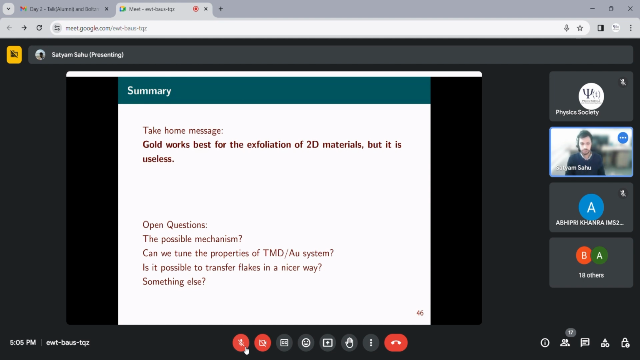So as I was discussing, we have different possible mechanisms for why the gold works better. That's still an open question, and we are trying to answer it by performing experiments under different conditions to see what could be the possible explanation for why gold works better. Also, another important question is, can we tune the properties of two-dimensional materials on gold system or any other metallic system?